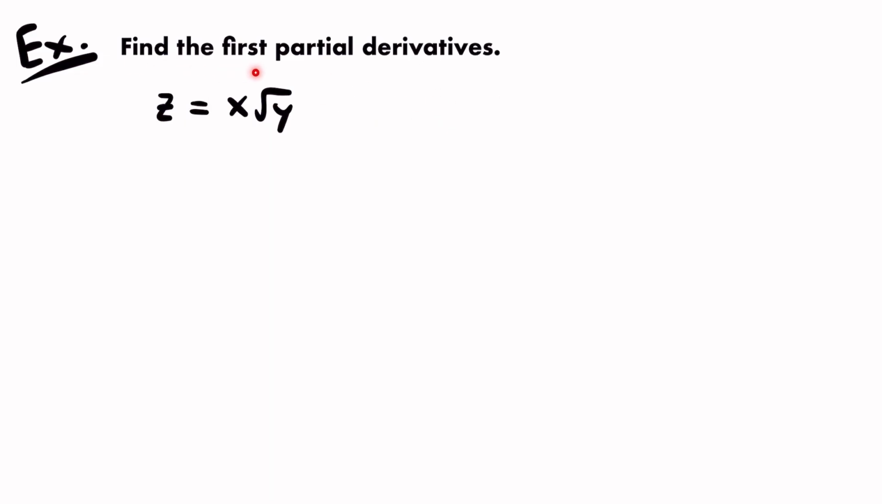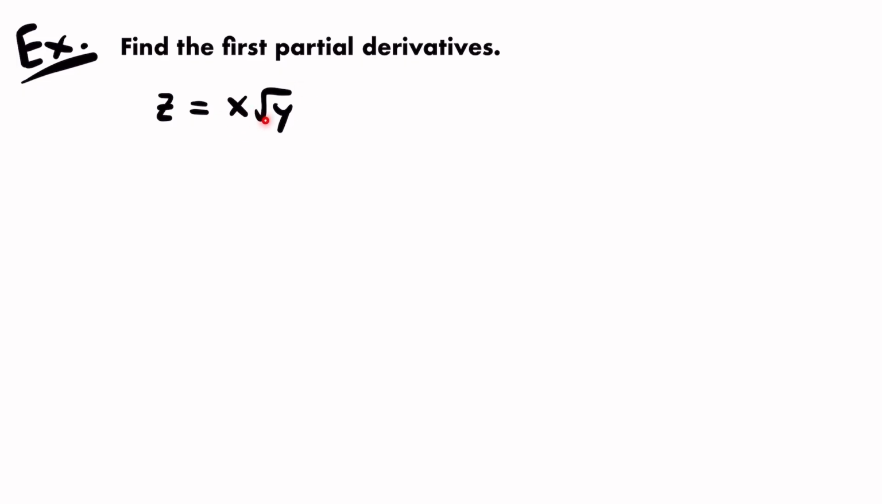Next up, we want to find the first partial derivatives of this multivariable function, written out using the dependent variable z. We have z is equal to x times the square root of y. Okay, so we have to find both the partial derivative with respect to x and with respect to y. Let's start with the partial derivative with respect to x.